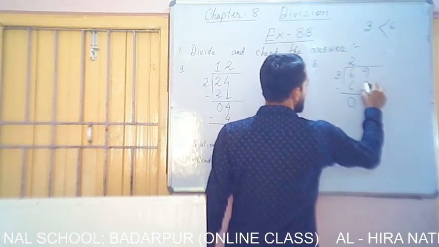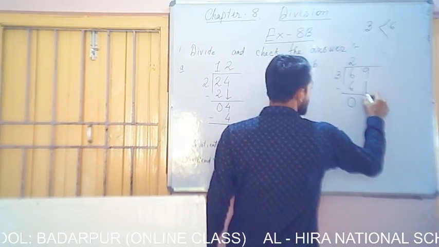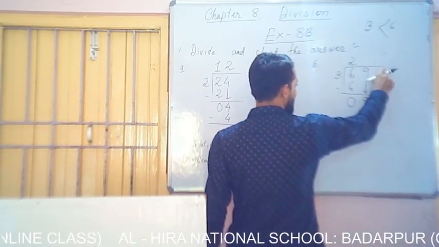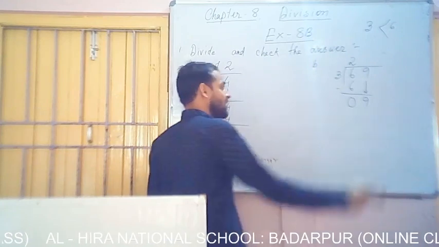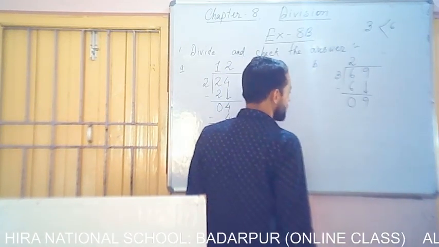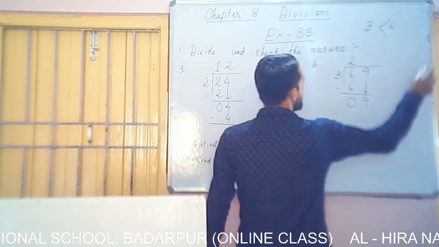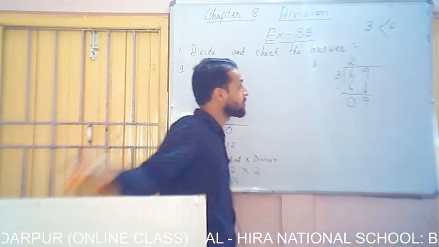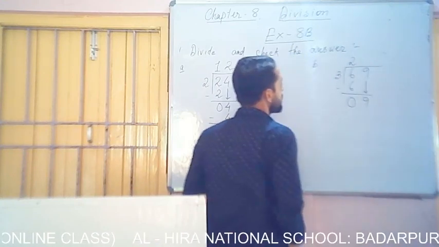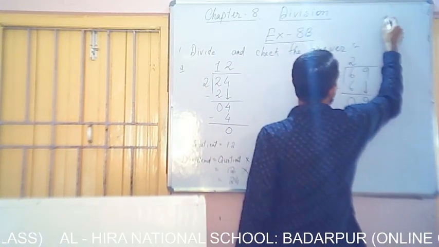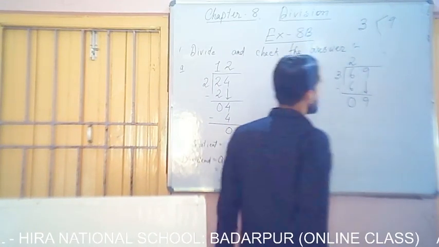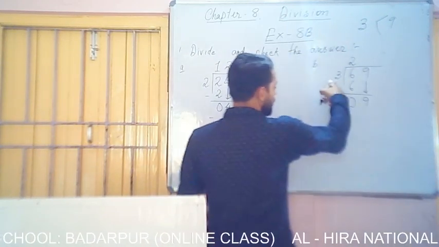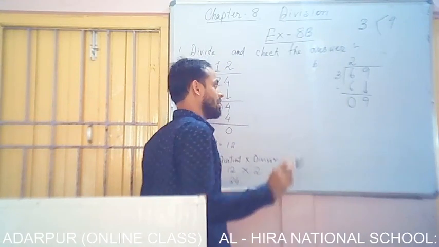Okay, so now bring down 9 ones. Why 9 ones? Because this 9 is in the ones place and this 6 is in the tens place. So now again we can see here 9 is greater than 3. That means now also we can divide the number by 3. That is why we have to follow the 3 table.